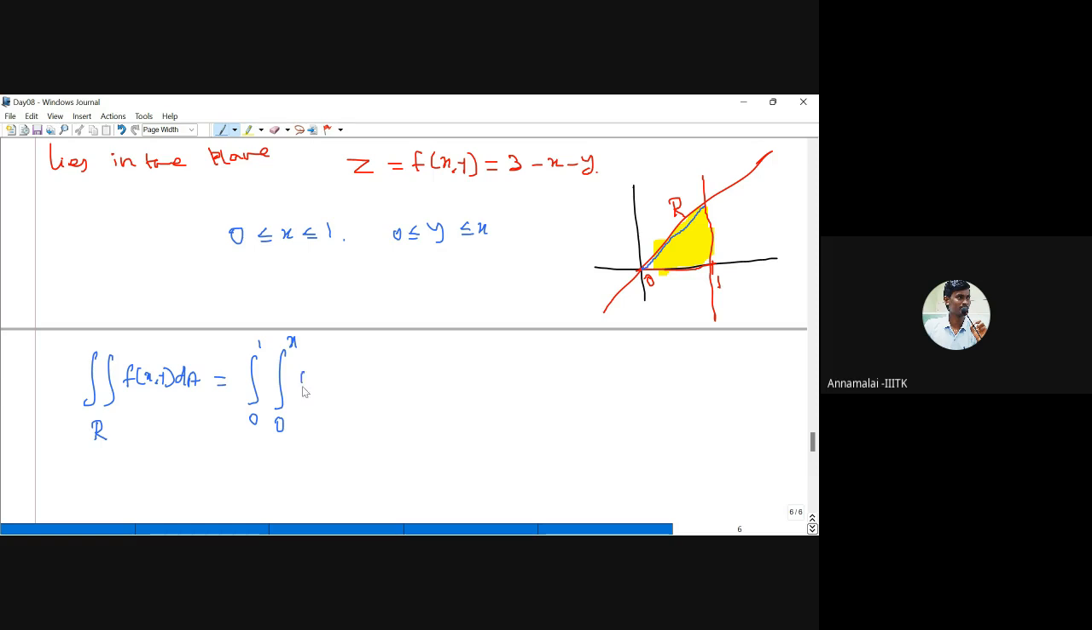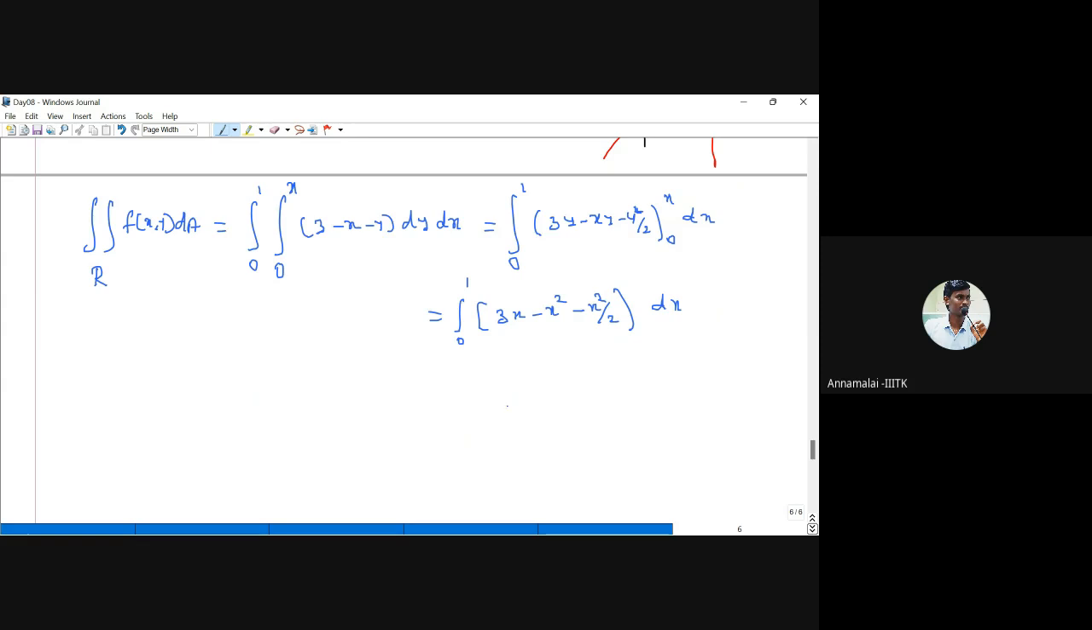But what is the function? It's the integral from 0 to 1 of the integral of (3 minus x minus y) dy dx. First you integrate with respect to y. We get 3y minus xy minus y square by 2, from 0 to x, dx. Now this is equal to the integral from 0 to 1. If we substitute x, we get 3x minus x square minus x square by 2. If we substitute 0, all the terms contain 0, therefore 0, into dx. Actually, this is 3 by 2 x square.